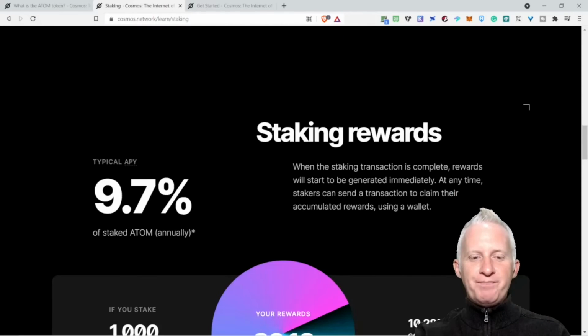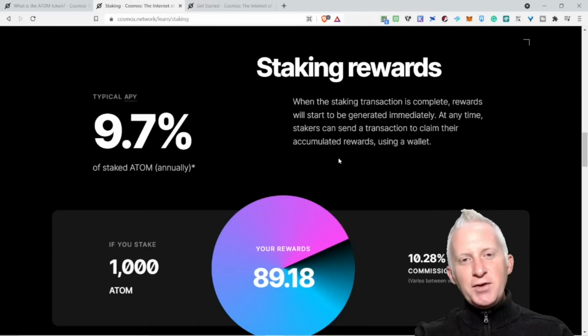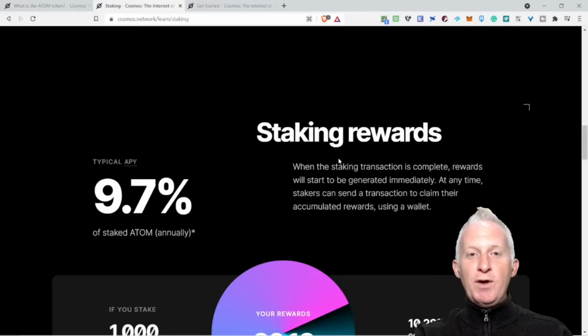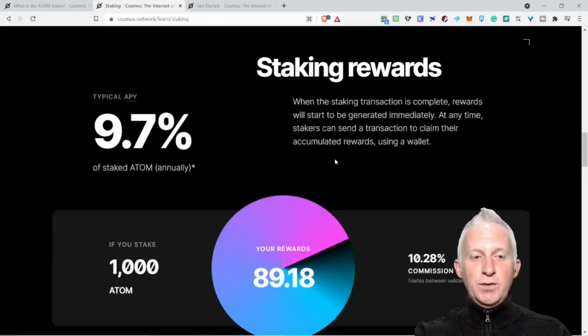This is really cool. But another great point that you need to emphasize: what is the staking reward level, or the interest rate? This is really important to know, because the higher the return, the more your money grows over time, and this is really cool. So the typical APY is 9.7% of staking Atom annually.